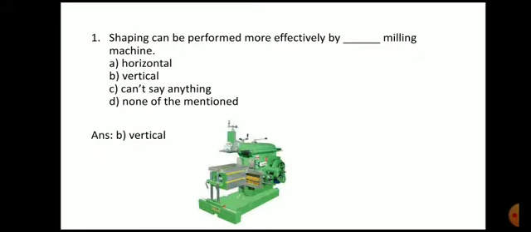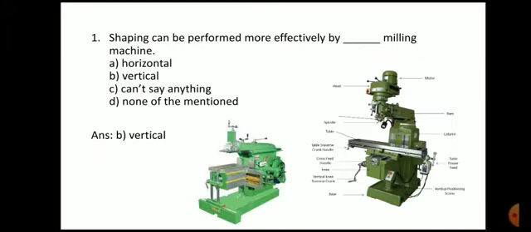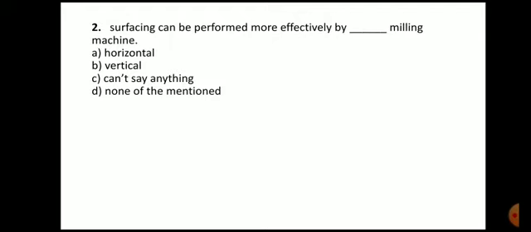So here you can see this is nothing but the shaper machine and this is your vertical milling machine. They are looking quite similar. In shaper machine you have to fix your single point cutting tool over here and you have to place the object over here. Whereas in vertical milling machine you have to fix a multi-point cutting tool, that is cutter, over here, and this is the table of the milling machine, and you have to fix the workpiece over here. So these machines are quite similar to each other, and that is why shaping can be performed more effectively on the vertical milling machine.